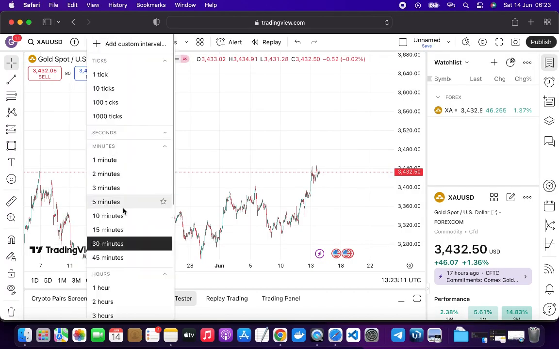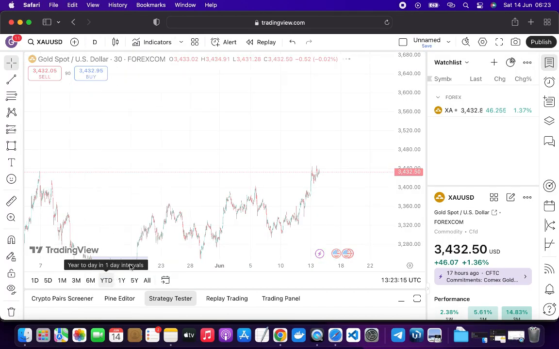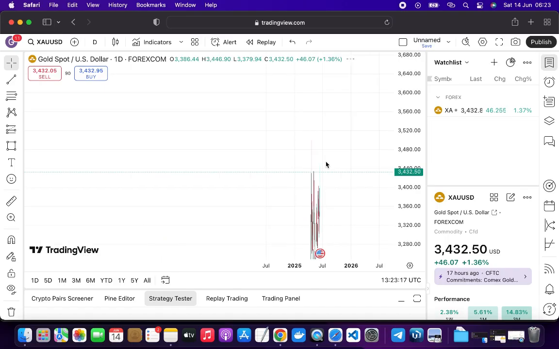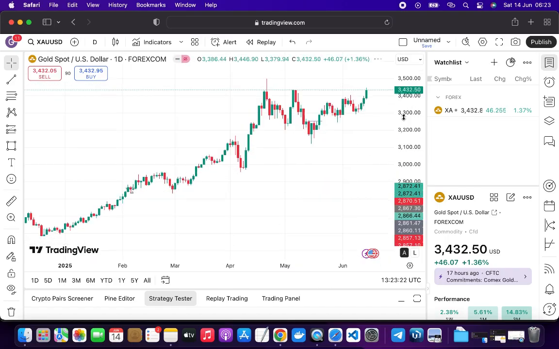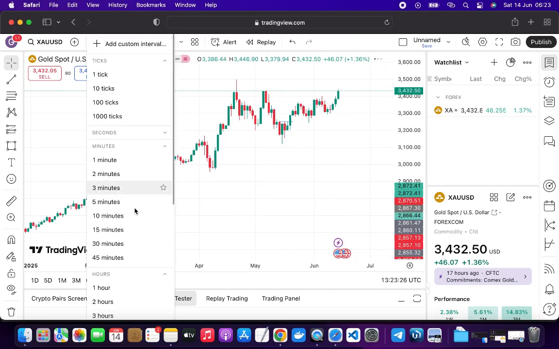So the first thing I do is check from my daily time frame. I go through my list of time frames I have here, and I see what's happening on the daily time frame. Clearly you can see gold is in an uptrend. So I've established the overall trend of the market.